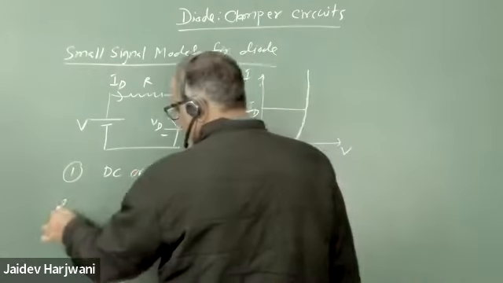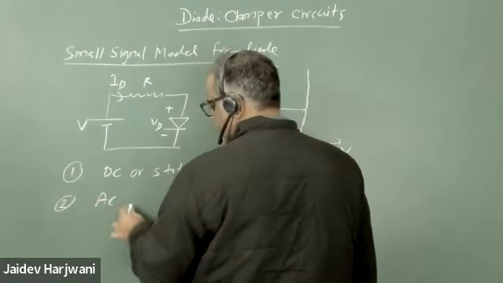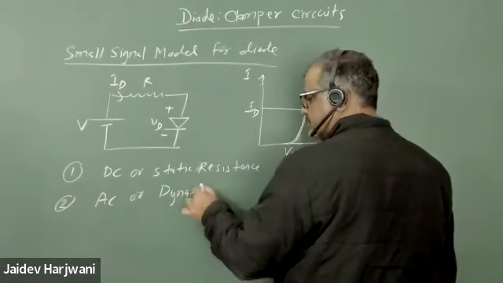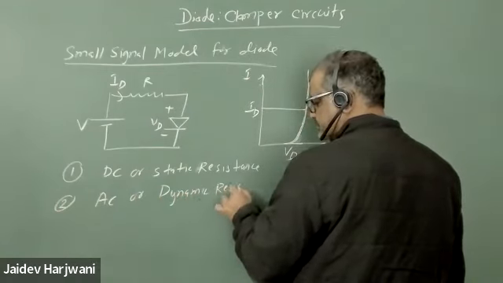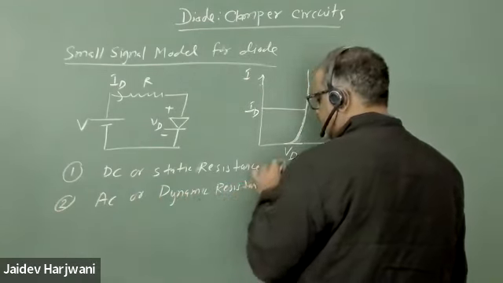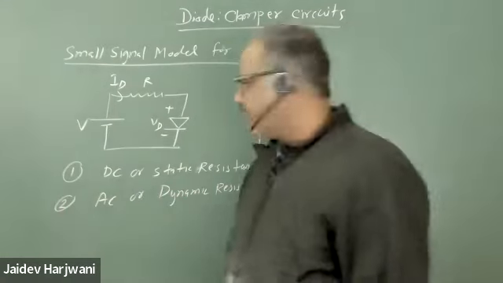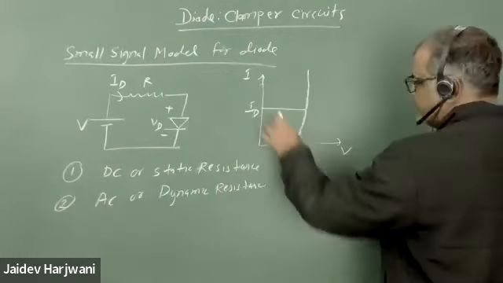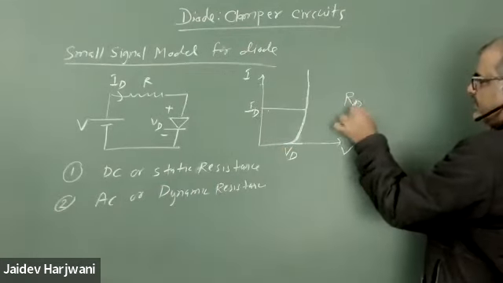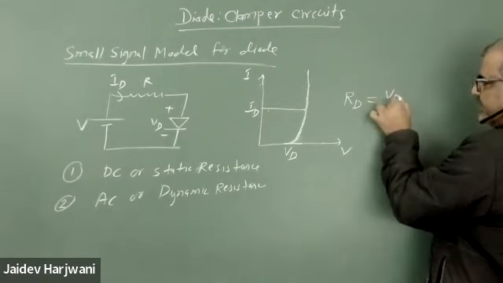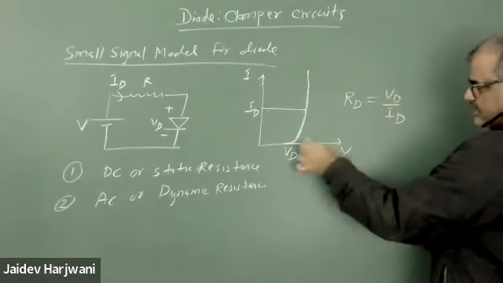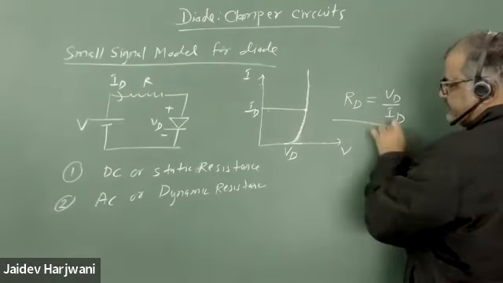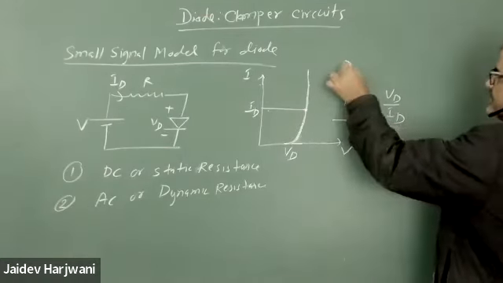And second is called your AC or dynamic resistance. Now, what is your DC resistance? So this is your DC resistance, your RD. RD is your VD upon ID, and it varies at each point.